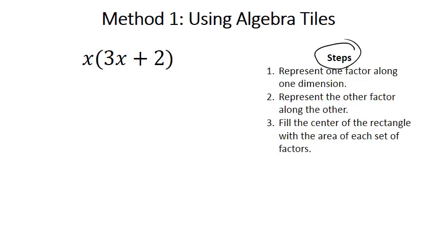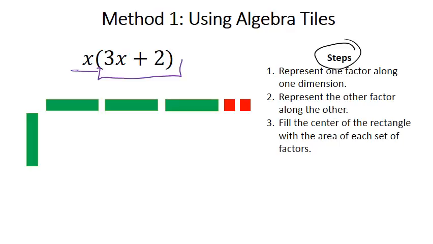Our first step is to represent one factor along one dimension. So we're going to represent our x here, and we're going to represent it along this dimension here. The next step is to represent the other factor, this factor here, along my other dimension. So here I have 3x, 1, 2, 3, plus 2. The last step is to fill the center of the rectangle with the area of each set of factors.